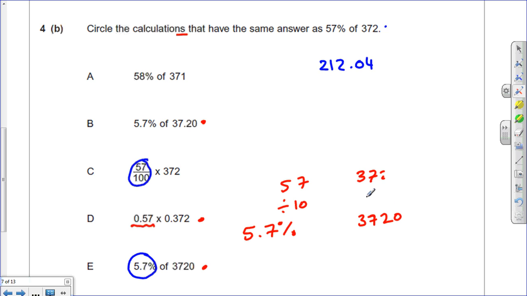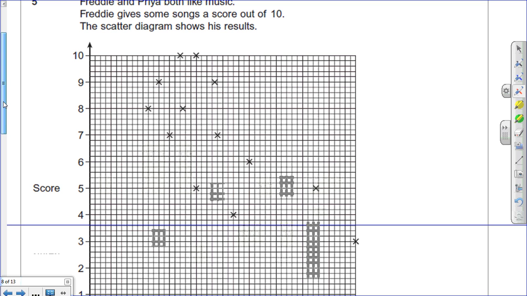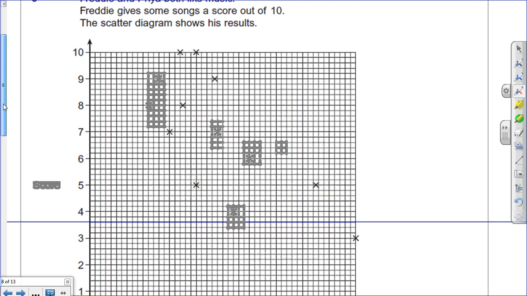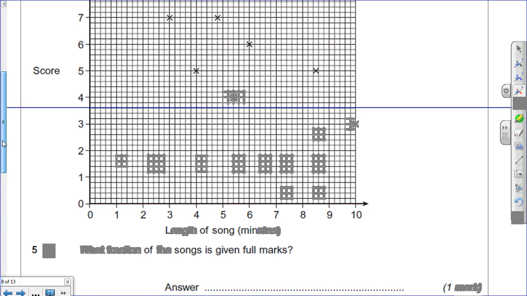How many songs were there? 1, 2, 3, 4, 5, 6, 7, 8, 9, 10, 11, 12, 13. So it's 2 out of 13 were given full marks.